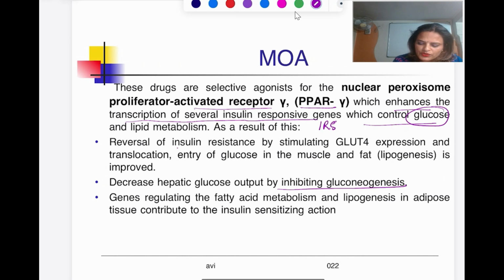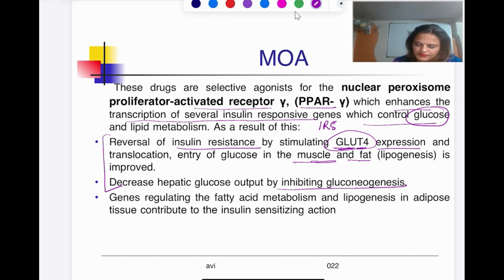Number two, they are going to reverse the resistance by stimulating this glucose transporter 4. Remember, glucose transporter, I told you there are many, but remember 2 and 4. So 2 is present in the beta cell of the pancreas and liver, and 4 is present in the muscle and adipose tissue. So it is going to enhance the expression of this on the muscle and fat tissue. So what will happen? The entry of the glucose into the muscle and fat will be enhanced. So this is about the glucose metabolism.